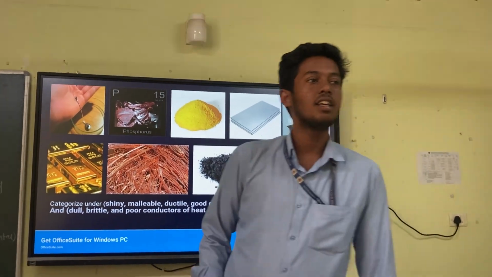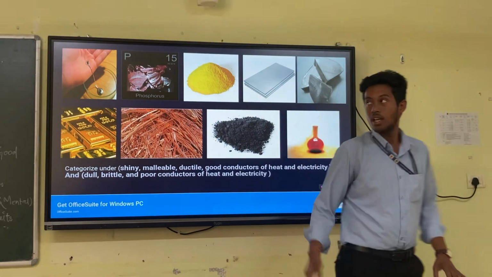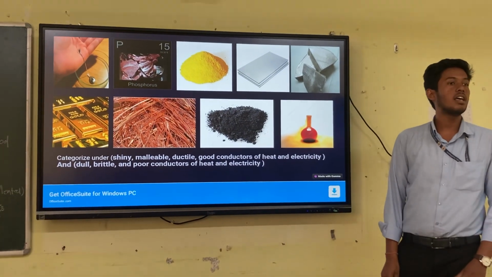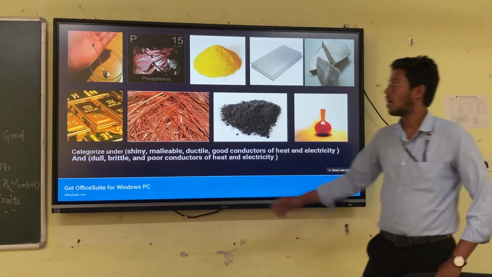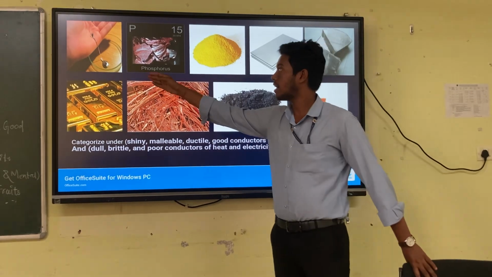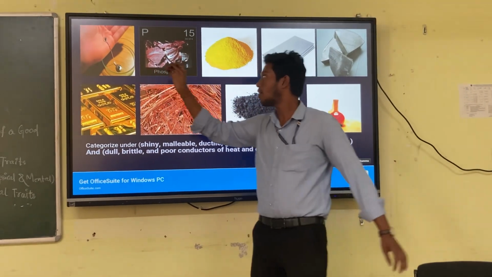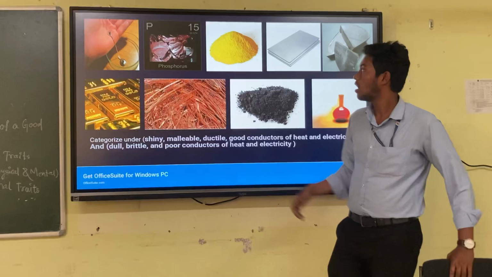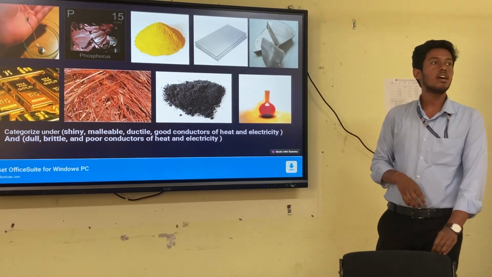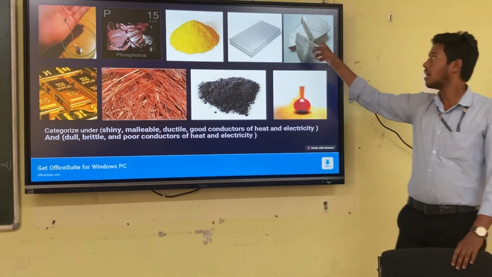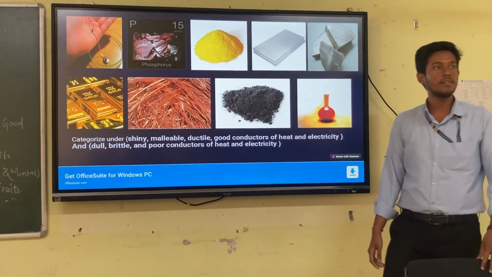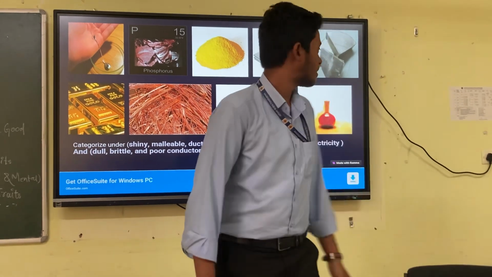So among these, which is shiny from the image? Gold. First is gold. Another? Like this is also? Okay. This one also? Okay. Anyone? Anything else? The steel, okay? And this. Now others are different from this. Okay? Sit. Thank you.